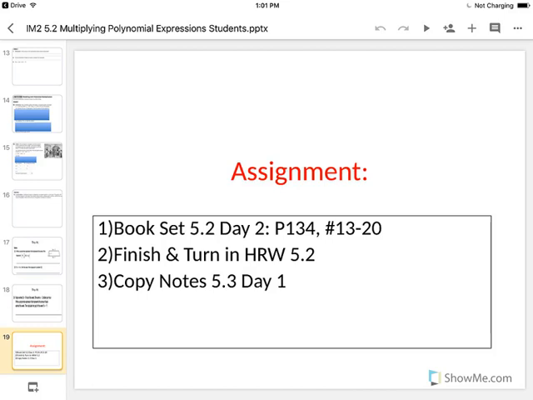Okay, so that's the end of our 5.2 day 2. We have your book set assignment, and you are to finish your HRW and turn it in, and copy down 5.3 day 1 notes.